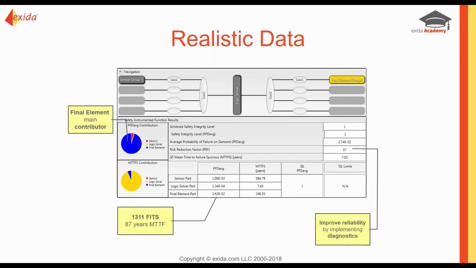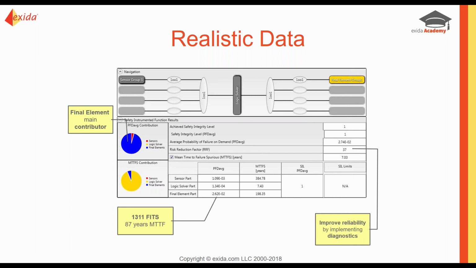This is, once again, our Excelentia tool, and everything stayed the same, except this time I put certified and verified failure rate data in. As you can see, now our pie graph, instead of being mostly red with some yellow, is almost all blue. Your final elements are your main contributors to your probability of failure on demand calculation, which is more realistic. At the bottom, your final elements, your solenoid, actuator, and valve, instead of being 12.1 FITs, are over 1,300 FITs. This is much more likely. So that then converts to a mean time before failing of 87 years.